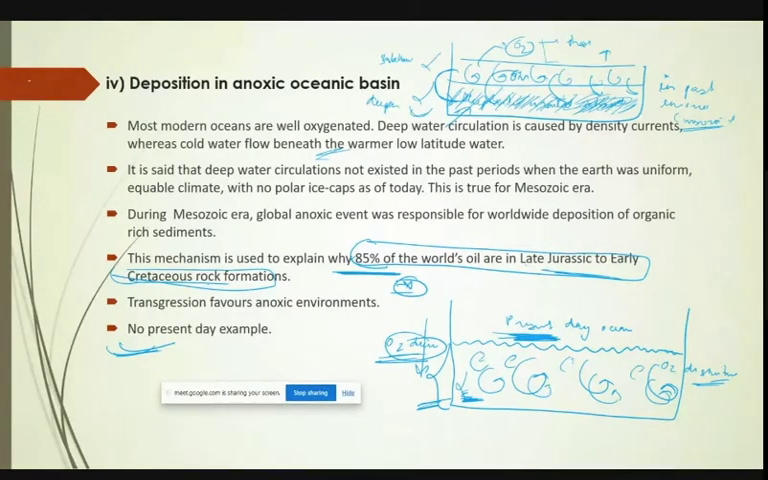But this is not the scenario in present day. In present days, the deeper layers as well as the shallower layers are rich in oxygen. So even if the organic matter from the shallower layers gets churned down to the deeper layer, it will not be preserved because the deeper layer is also rich in oxygen in the present environment. Okay. Got it? Yes, sir.